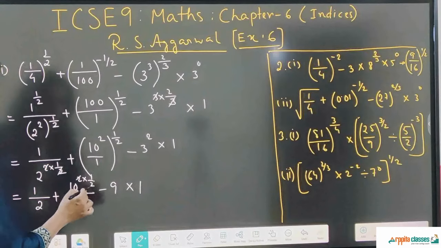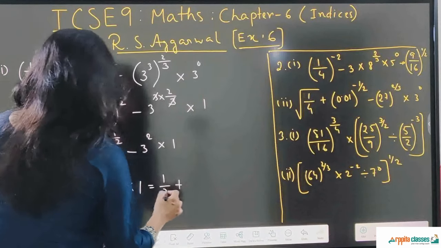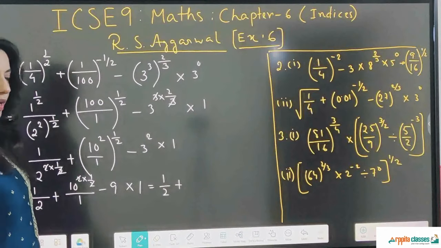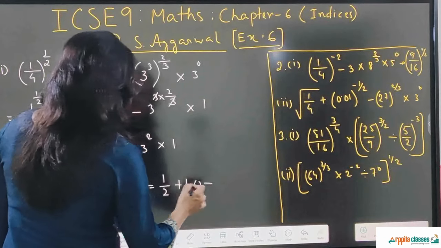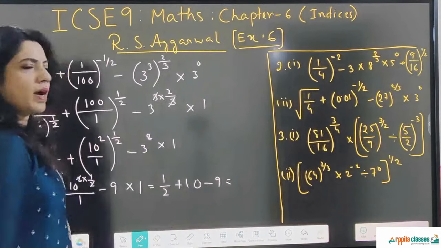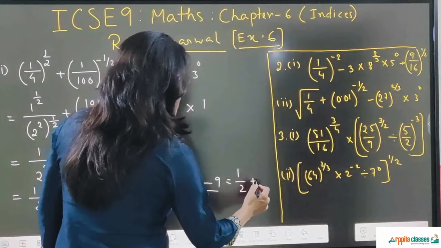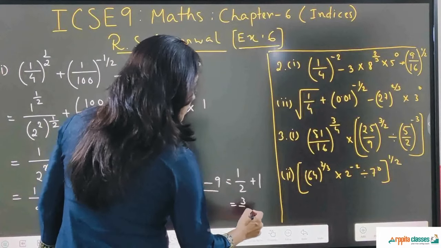So now here 2 and 2 gets cancelled. This is half. We are getting half from here plus this is 10 to the power 1 upon 1. So that's 10 only. And minus 9 into 1 is 9. So we can see 10 minus 9 is 1. So we'll first do this part. Half plus 1. Half plus 1 means 3 by 2.